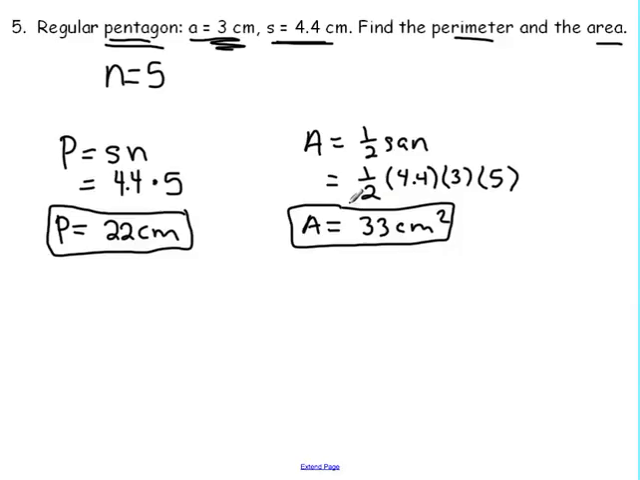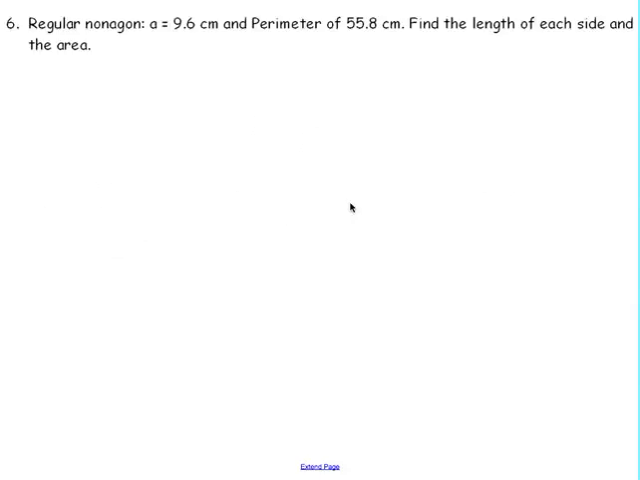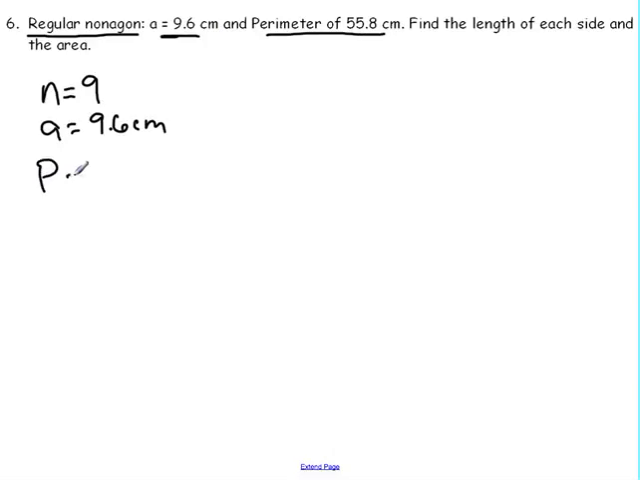Okay, how could they make this different? We've seen them give you pictures. We've seen them give you words. What if they have you work some of it backwards? In this case, we're given a regular nonagon. I have to think to myself, okay, N equals 9. It then tells me that my apothem is 9.6 centimeters. Got that. And then it tells me my perimeter, capital P, is 55.8 centimeters.